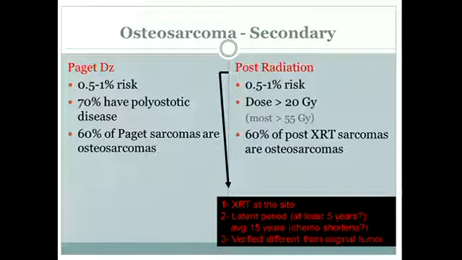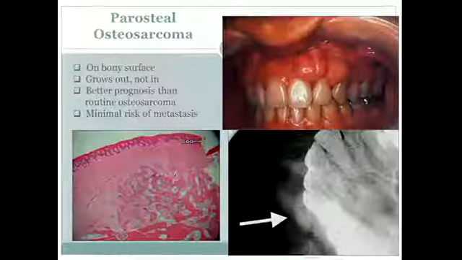Again, 60% of Paget's sarcomas are osteosarcomas. Post-radiation, 60% of patients with radiation have sarcomas that are osteosarcomas. They can also have other kinds of sarcomas. So it depends on where the radiation was aimed. This day and age, it's better than it used to be, where they can actually have targeted radiation. Again, it could take 5 to 15 years, depending on the patient and how much chemo they also had. And again, we want to verify, is it a new tumor, or is it the actual tumor that they had the radiation for? So they would do a biopsy to confirm that.